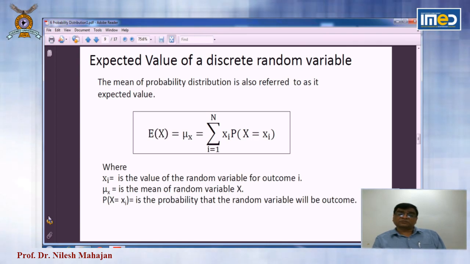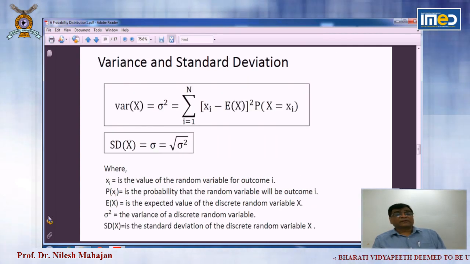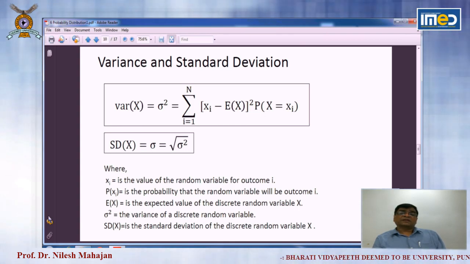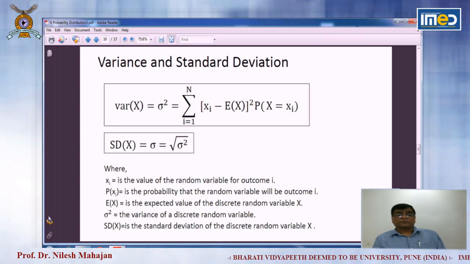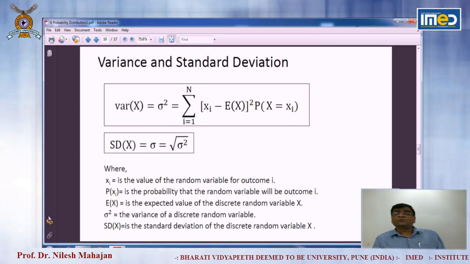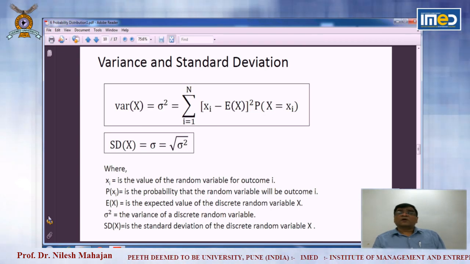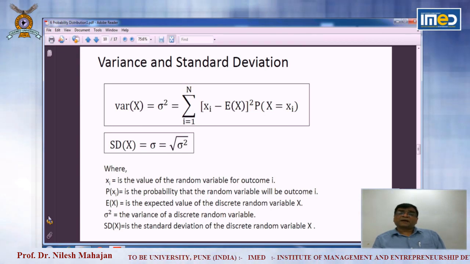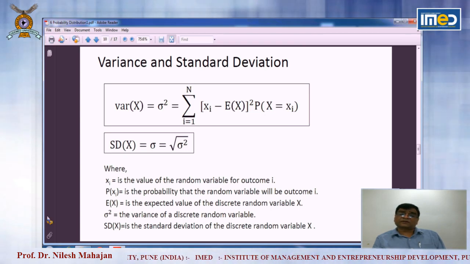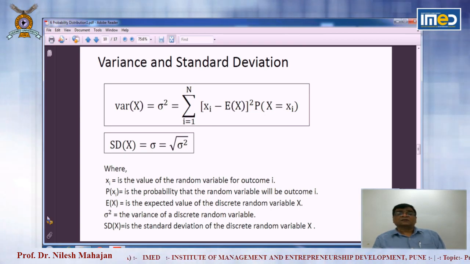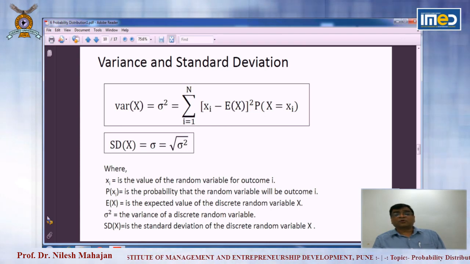Mu x is the mean of random variable x, and the probability of x equal to xi is the probability that the random variable will be outcome i. Now, how to calculate the variance and standard deviation? The variance of x is equal to sigma square. Because we are calculating the expected value, you can also write the formula as the summation of i from 1 to n of (xi minus E(x)) whole square into P(x equals xi). So the standard deviation, you know, is the square root of variance.